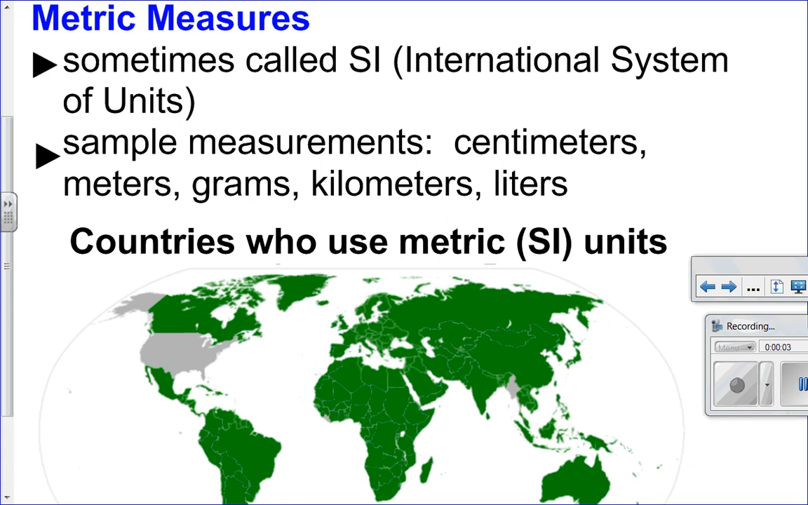Hello, Matthews Gatos here. In this video, we're going to look at metric measurements and how to convert between metric and imperial. So the metric measurement, sometimes called SI, which is the International System of Units, this is the type of measurements we use in Canada.